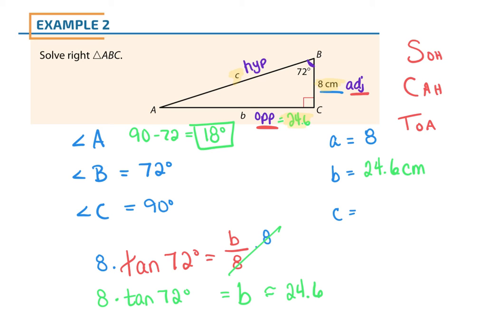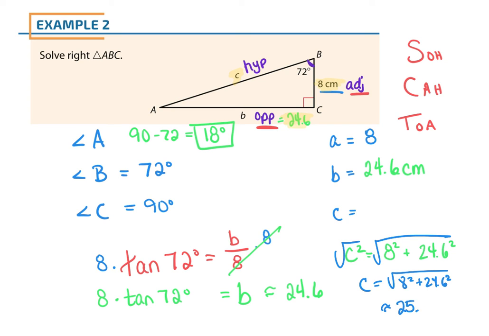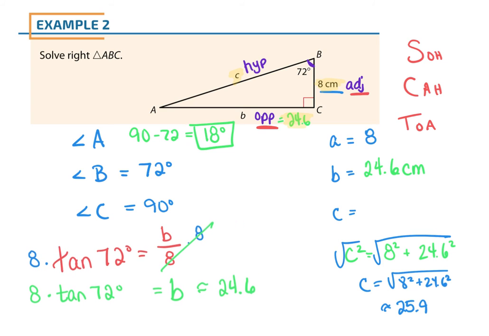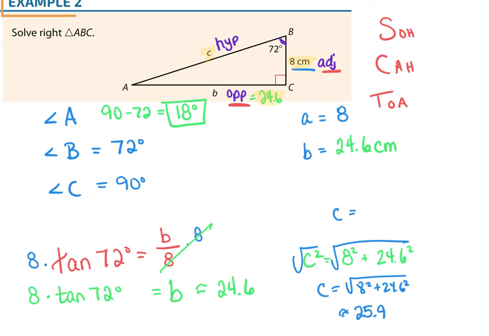All right, so I'm going to show you both ways. So the first way is Pythagorean theorem. So c squared should equal a squared, which is your 8, plus b squared, which we just solved for. So we're going to take the square root of 8 squared plus 24.6 squared. And if you do that in your calculator, you should get approximately 25.9. All right. That is the first way to do it, is Pythagorean theorem.